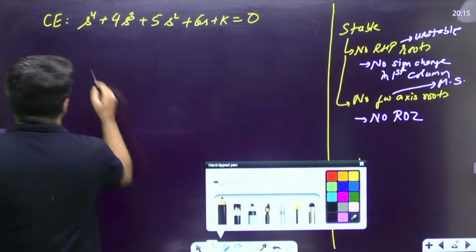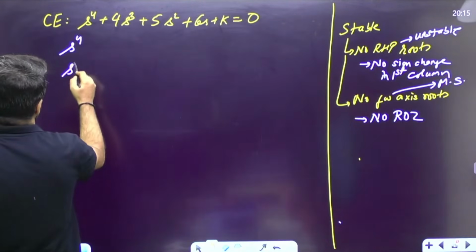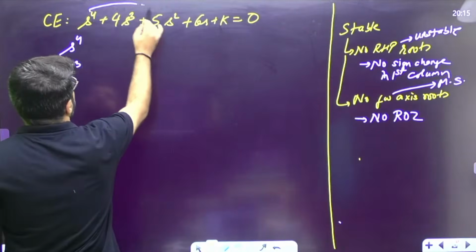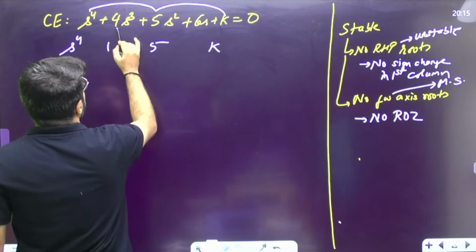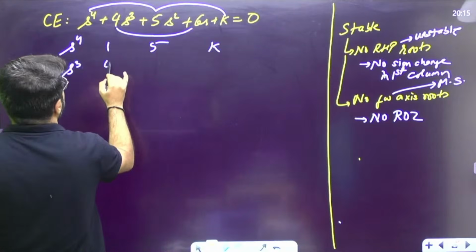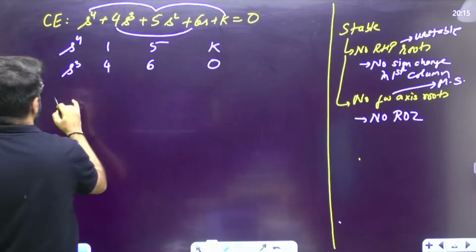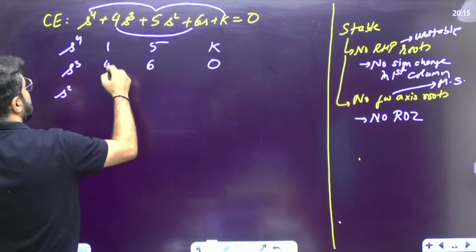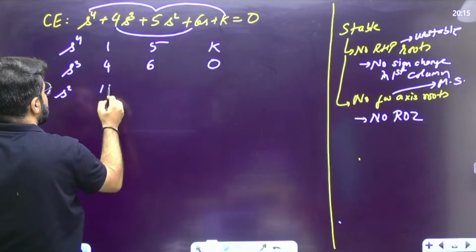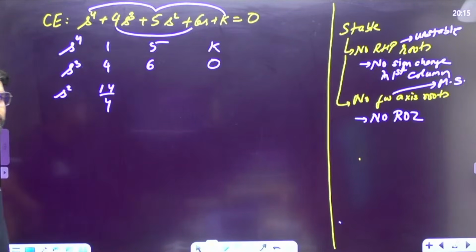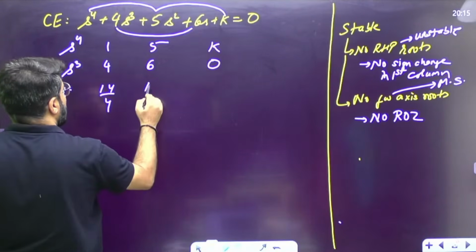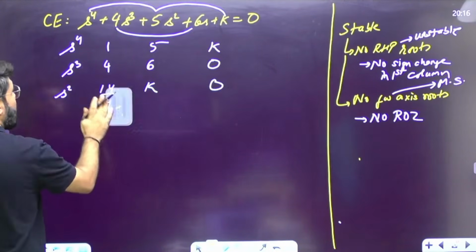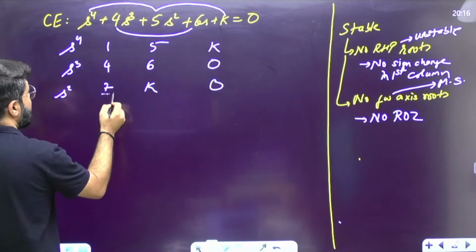Now I will start with the S power 4 row and S cube row. This is 1, 5 and K. Then the S cube row, the alternate terms are 4 and 6 and 0. Now the S square term: 4 into 5, 20 minus 6, this is 14, divided by 4. Then 4 into K minus 0, divided by 4. This is K and this is 0. 14 by 4 I will simplify and write 7 by 2.